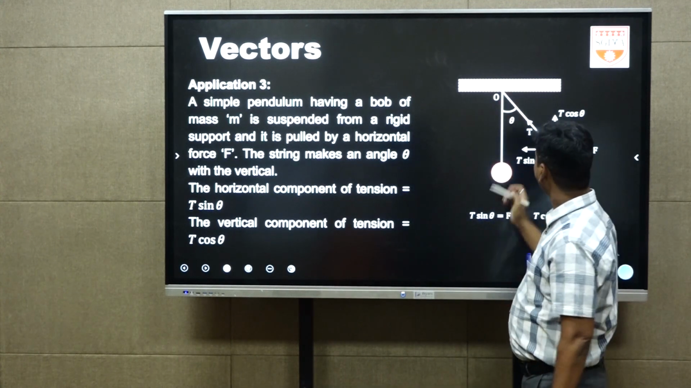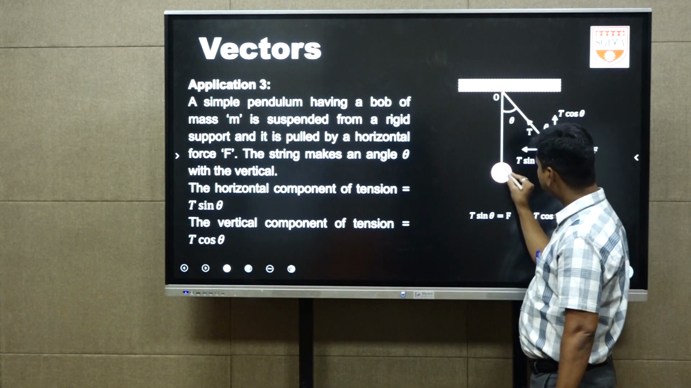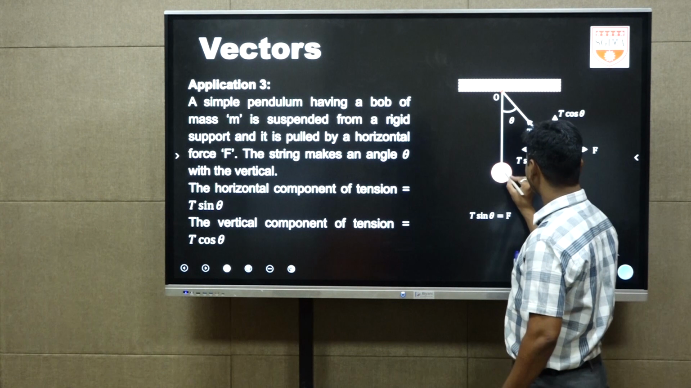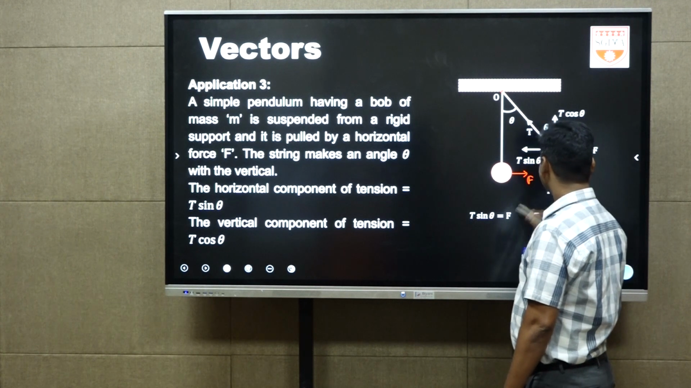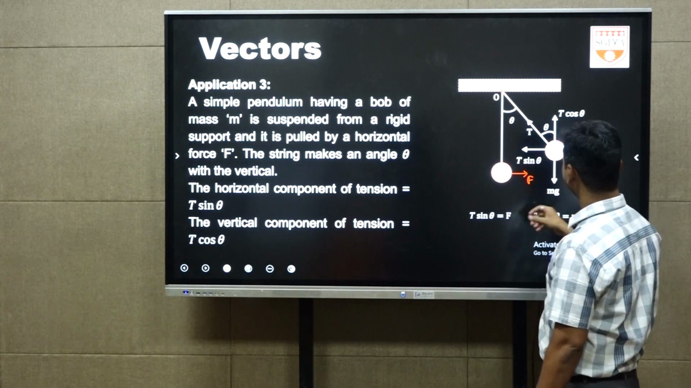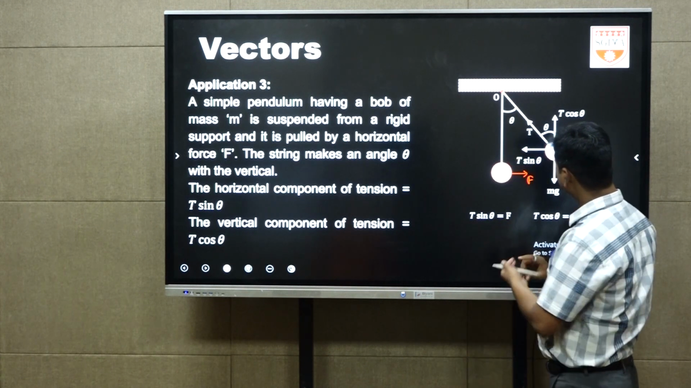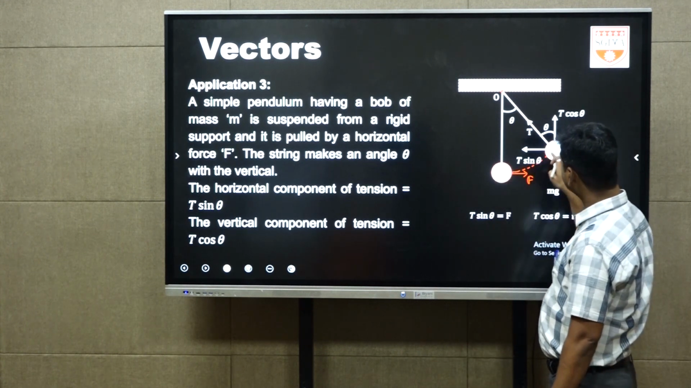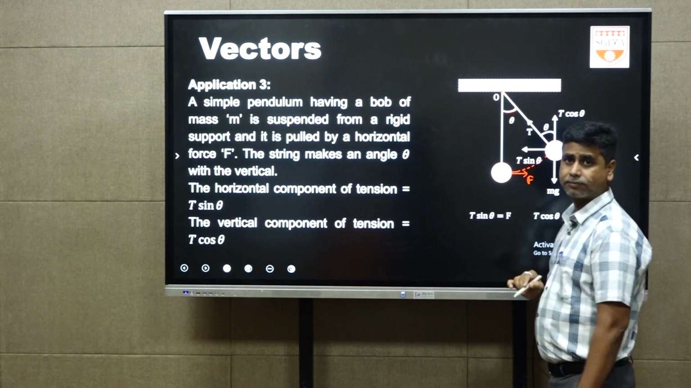It is a simple pendulum. One end of the string is connected to the rigid support, and the other end of the string is connected to the bob of mass m. Bob means nothing but a small sphere. Its mass we take as m. Next, a horizontal force is applied. When the force is applied, you are pulling towards the right. This point is fixed, but the bob can move, so it moves along a circular path. The string makes an angle theta with the vertical.